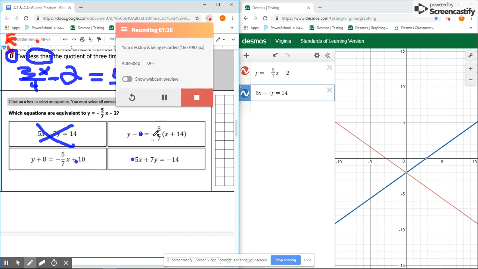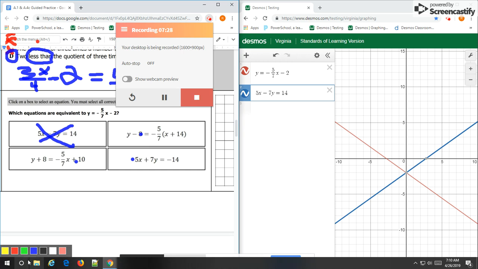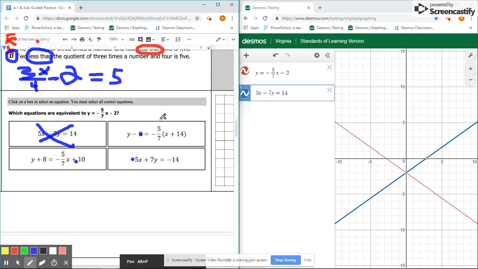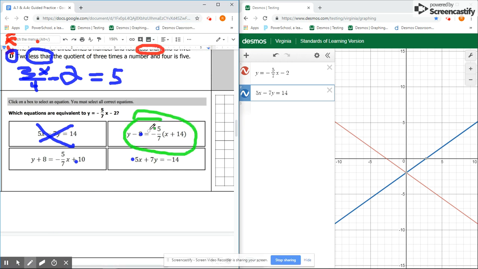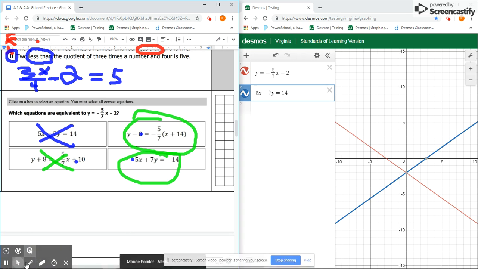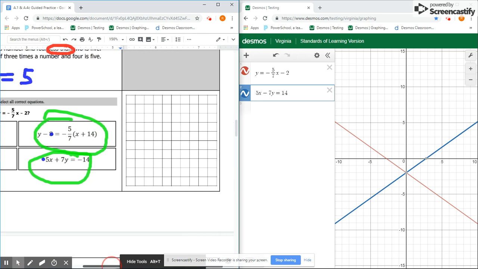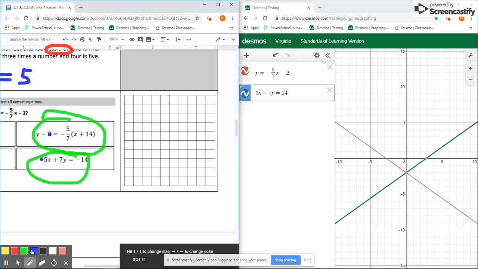You should have tried these other 3 questions now. If you tried them, you should have known that this equation is equivalent, this equation is not equivalent, and this equation is equivalent. So you should select both answer choices on the right, and we checked it on Desmos.